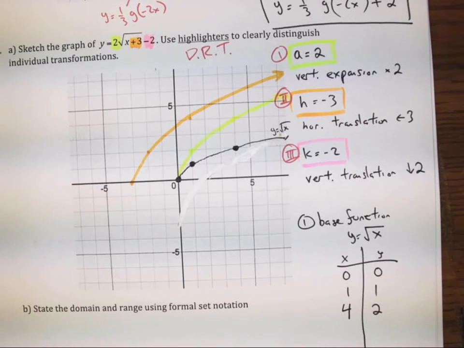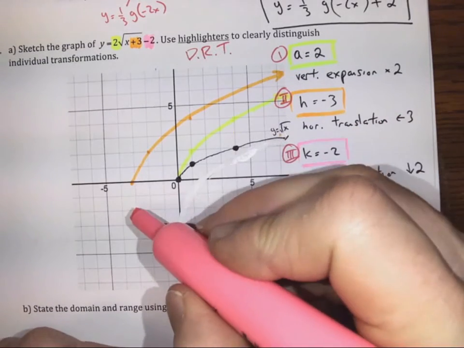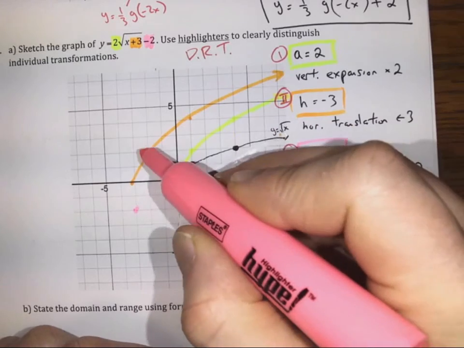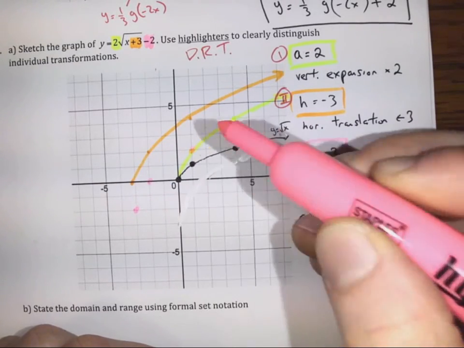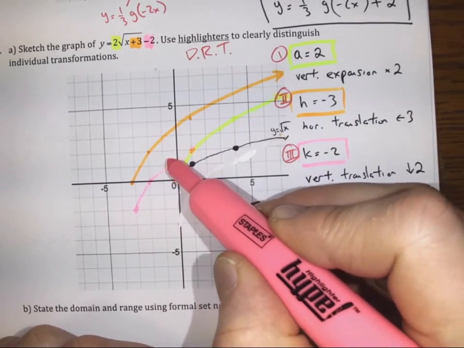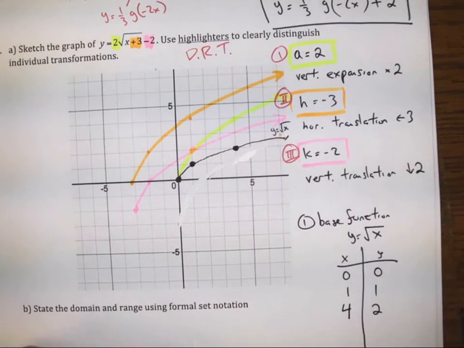And then pink, now we shift down 2. You guys move down 2, down 2, down 2. Oh, it's going to hit right there. And then this pink guy is our final curve.